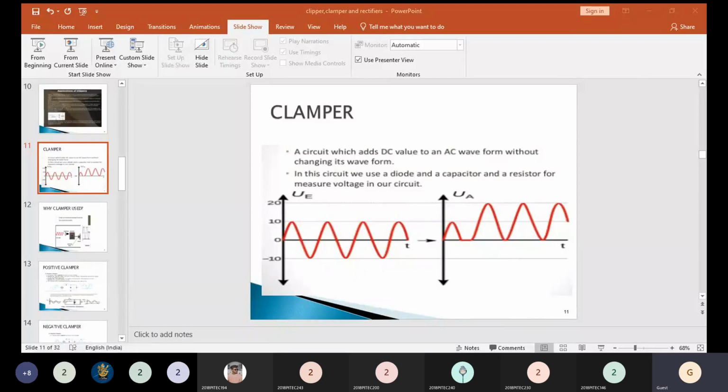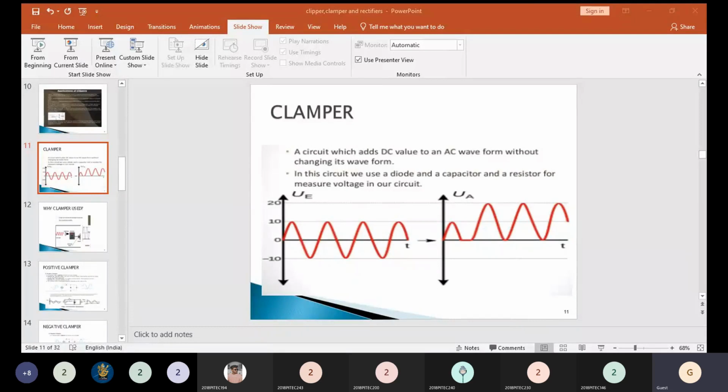See this output waveform. In the positive half cycle, the peak value is clipped off. In the negative half cycle, the peak value is also clipped off. From this, we can understand that this is a clipper. What clipper? Both positive and negative clipper. Both positive and negative means what type of circuit? It is a combinational circuit.